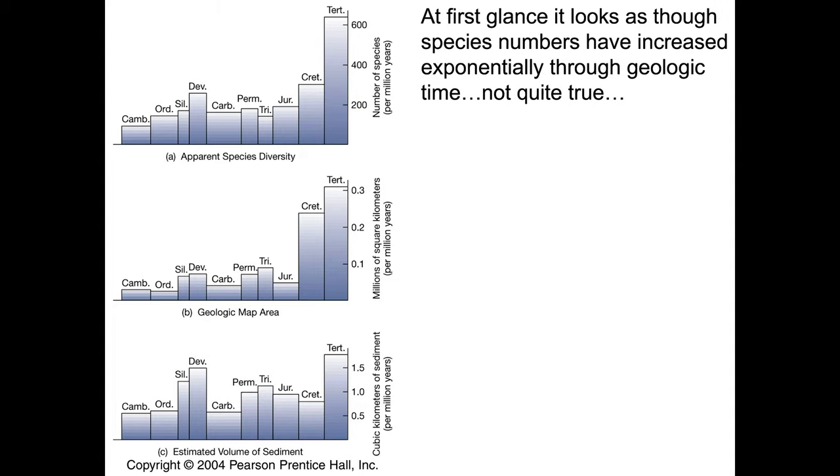So at first glance, it looks as though species numbers have increased exponentially through geologic time. This isn't true because of the difference in the amount of sediment that's apparent at the Earth's surface and the amount of sediment that was ultimately generated at the time that the fossils would have been created.